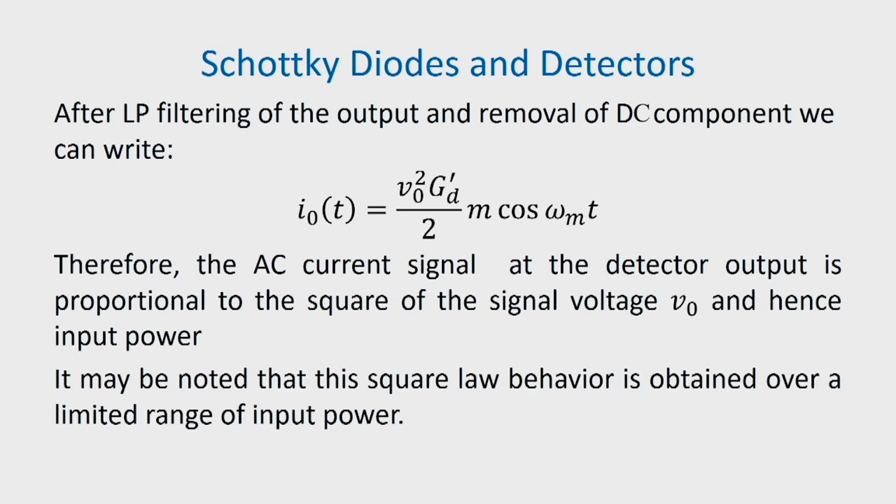We should note that this square law behavior of this type of Schottky diodes is obtained over a limited range of input power. So, over that limited range of input power, this diode can be used as a detector for modulated microwave signals. So, we have discussed in brief the operation of the Schottky diode and how it can be used as a detector.